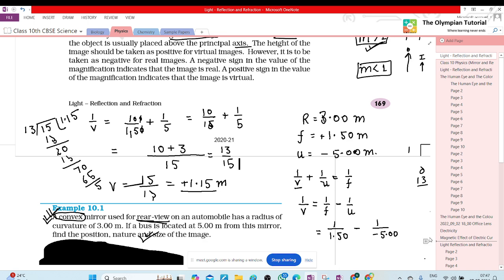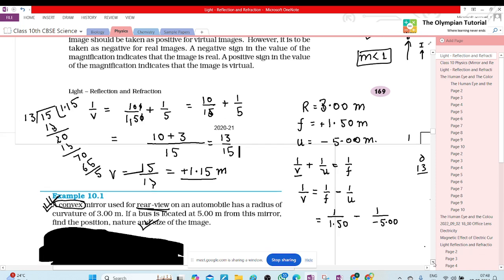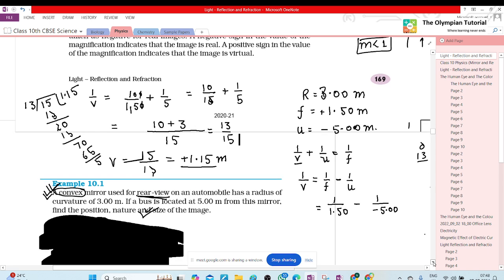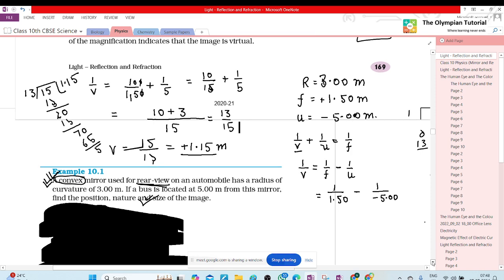Yes, ma'am. Like if there's a decimal point, then it would be less than one. Suppose 0.5, 0.3, in that case. Suppose it is 1.5, then it is magnified. Oh, okay, ma'am. So here the image is magnified in case of concave mirror. Ma'am, so here it is diminished. Yeah, because it is the case of convex mirror.